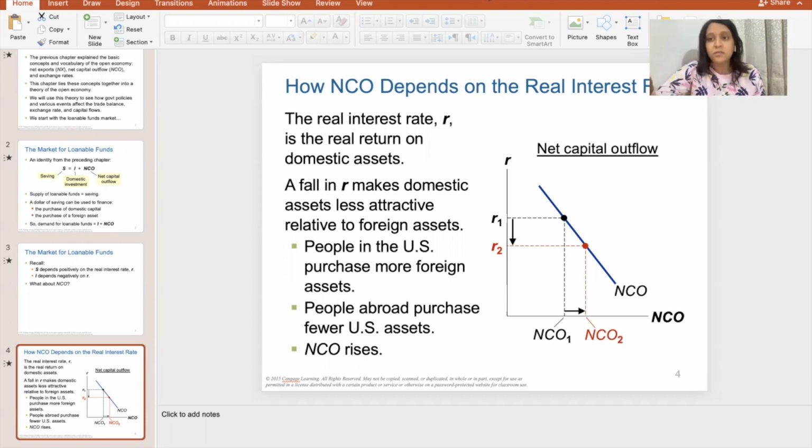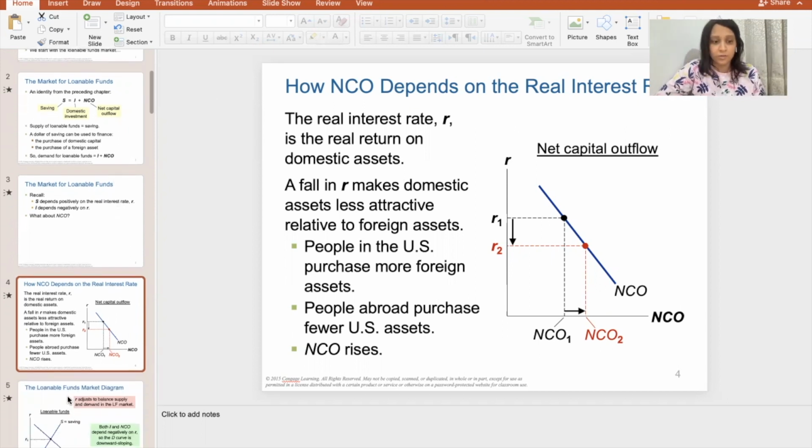So here, for the rest of the chapter, it's also important to understand what a rise or fall in NCO essentially means. If people in the home country are purchasing more foreign assets and the people elsewhere are purchasing fewer of our assets, it's called a rise in the NCO because there's an outflow of capital, right? So we've established a negative relationship.